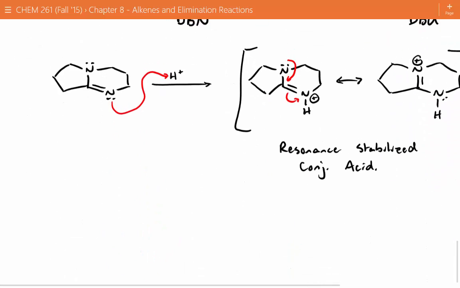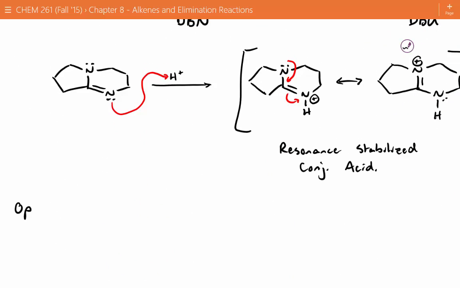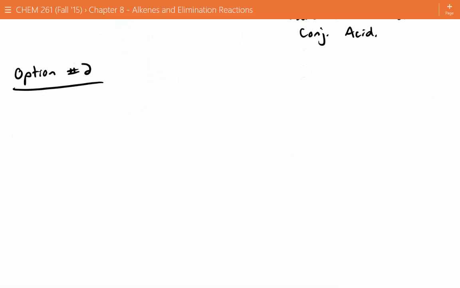But we also have option two. What was the other thing that we could use to our advantage? Solvents. Particularly, let's pick a base that isn't soluble.